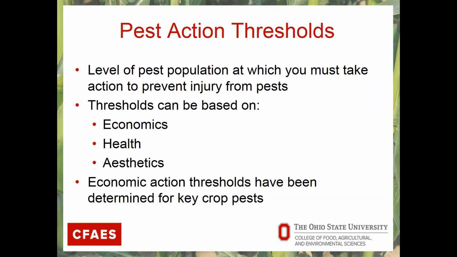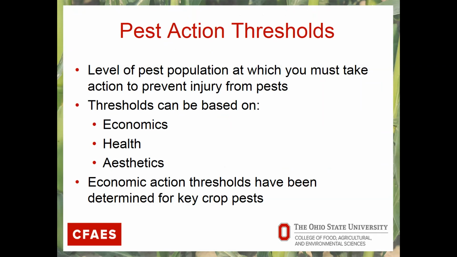So this gets us into pest action thresholds. Action thresholds are levels of a pest population that require some action to prevent losses. Thresholds may be based on economic, health, or aesthetic considerations. Farmers are concerned with economic thresholds, which is the point where the cost of the potential loss begins to exceed the cost of treatment. The action threshold is the level of a pest population where you must take action to prevent the economic loss.